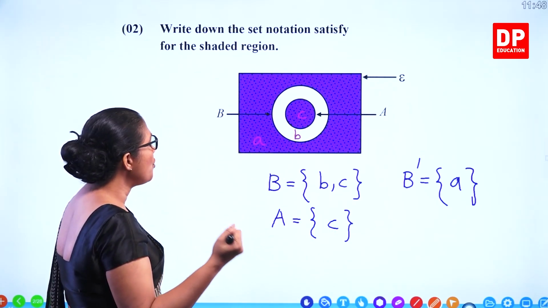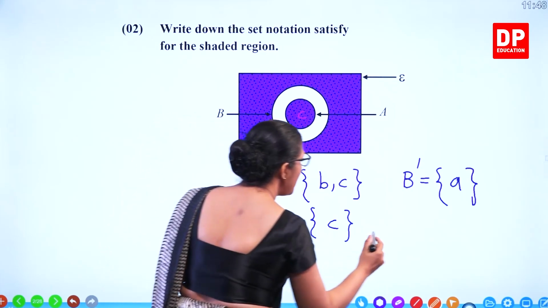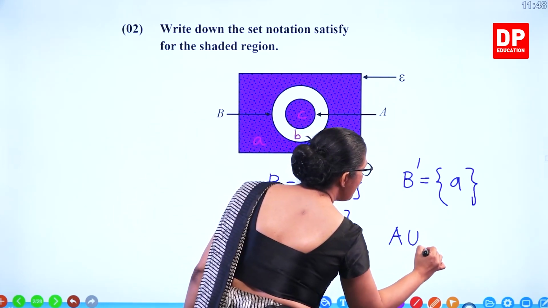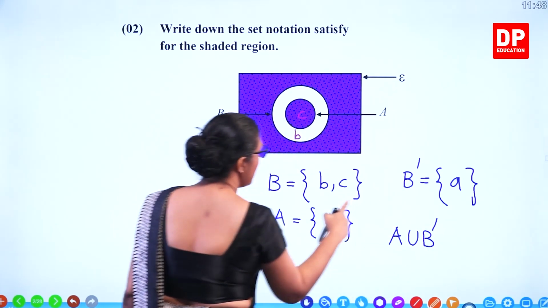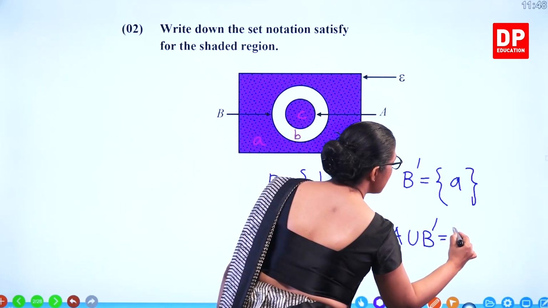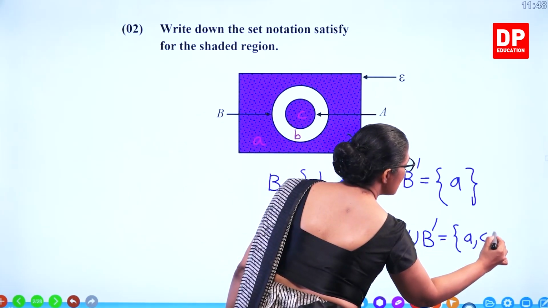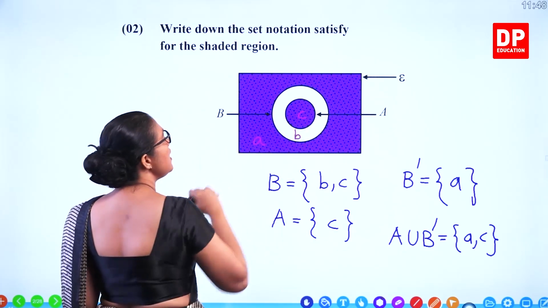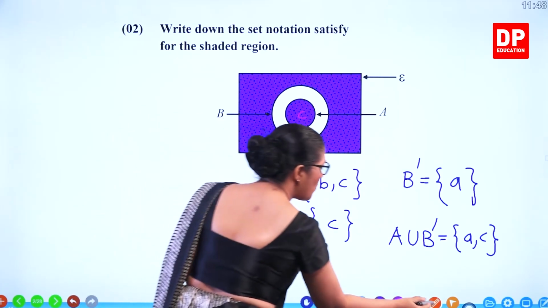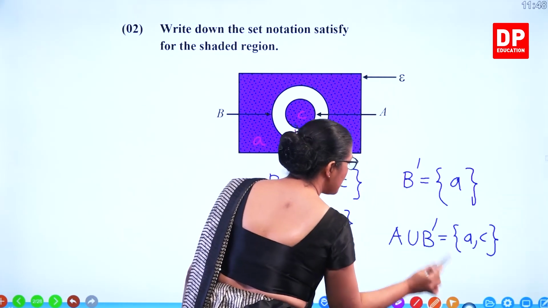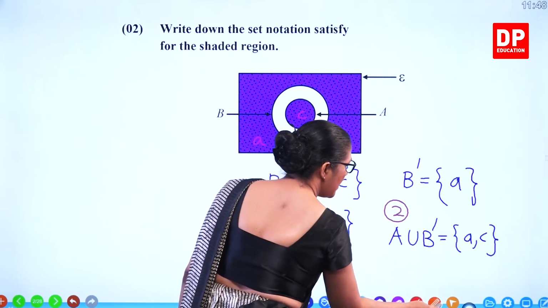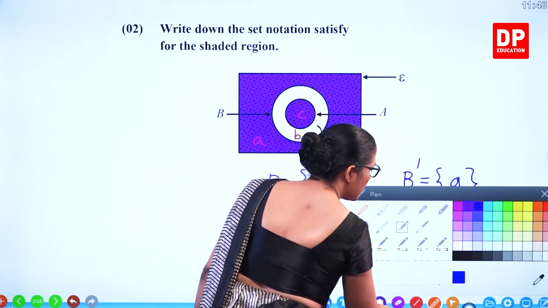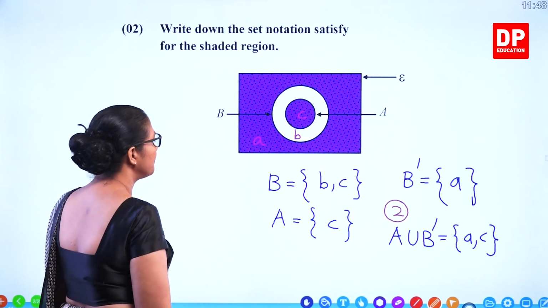So that means union. A union B dash is A and C. So that means the region we need. You get 2 marks for that, for identifying the correct region, A union B dash.